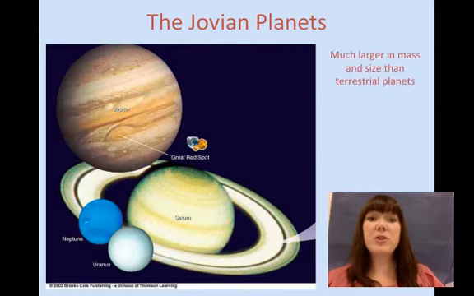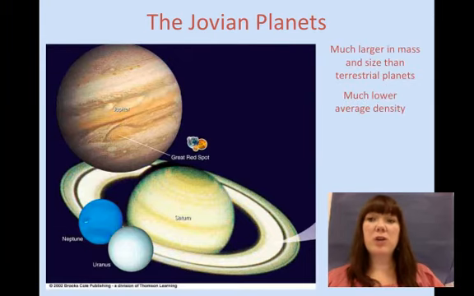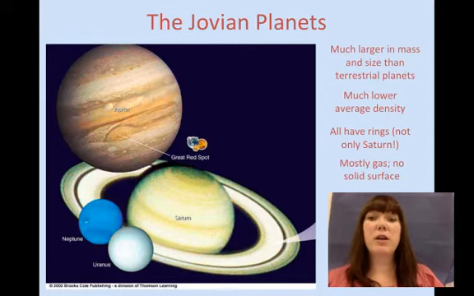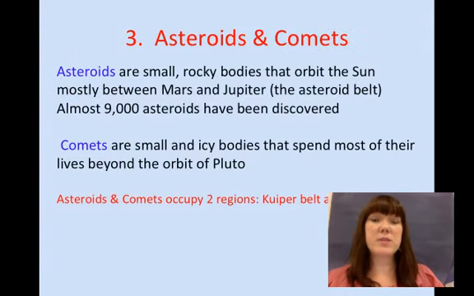The Jovian planets we see here are much larger, much lower density because they're made of gases and not solid materials. And they all have rings. Remember, it's not just Saturn, they all do have rings. Saturn happens to have the largest and most extensive, but they do all have ring systems. They are mostly gas and have no solid surface. So we're going to take a look in a little bit at why we have those two categories of planets.